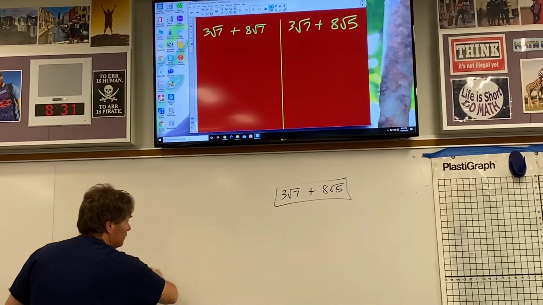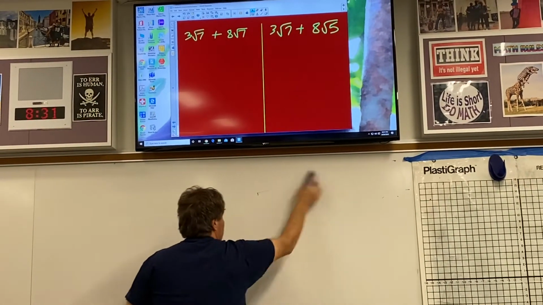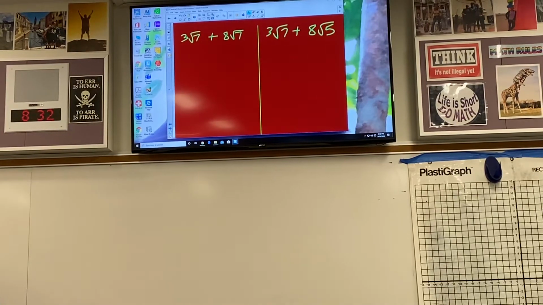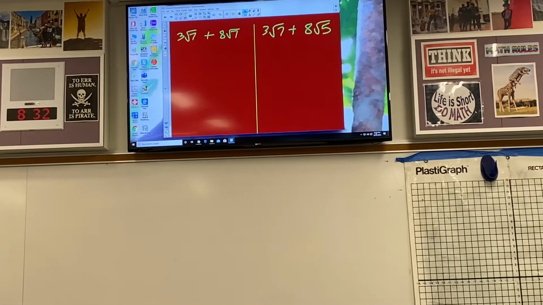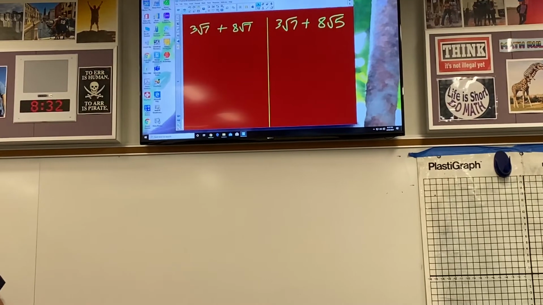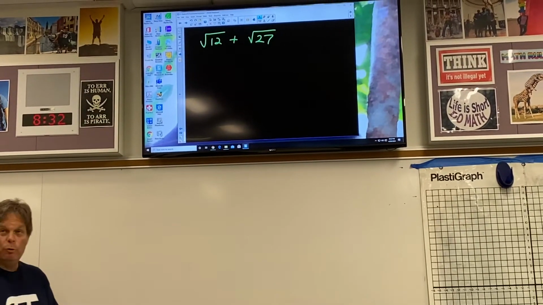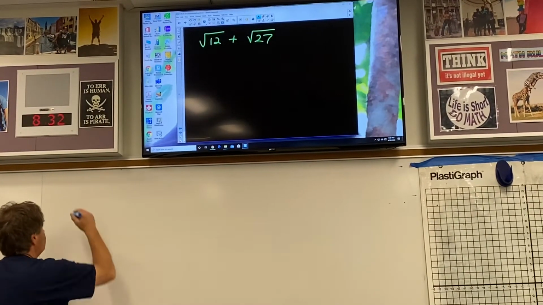Okay, that's the basics. Now, let's go ahead and do the next step. We're going to step it up a notch. Not too bad. Don't get afraid. It's not too bad. Okay, how about root 12 plus root 27? Here we go.